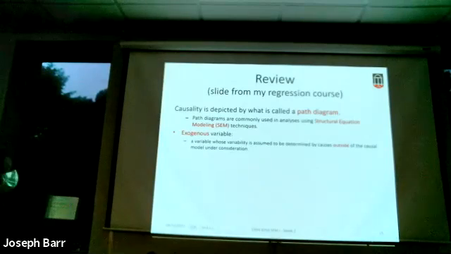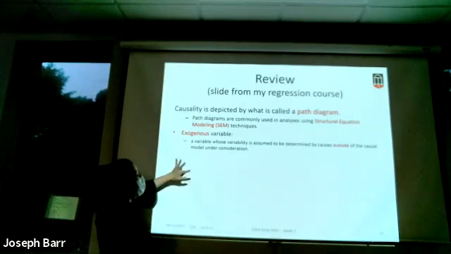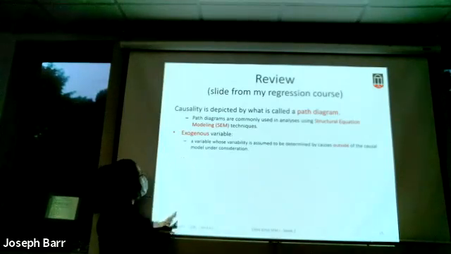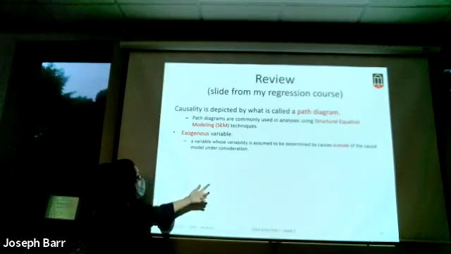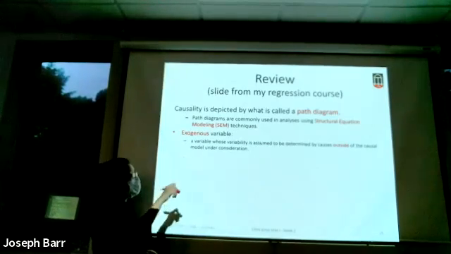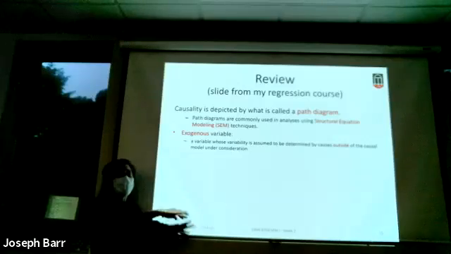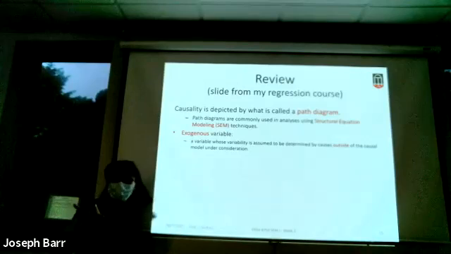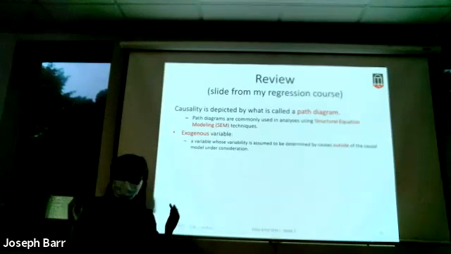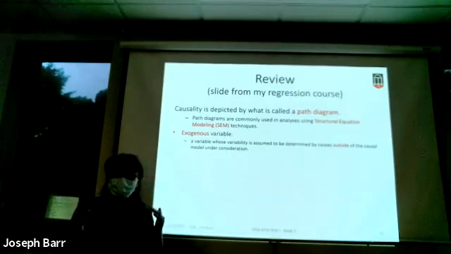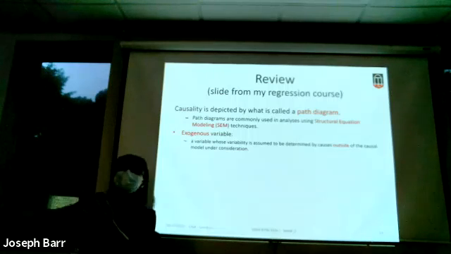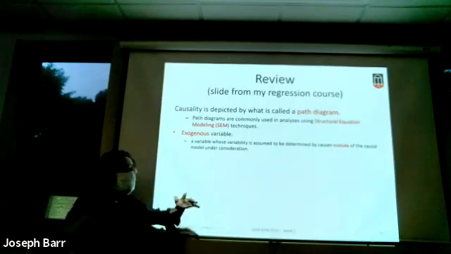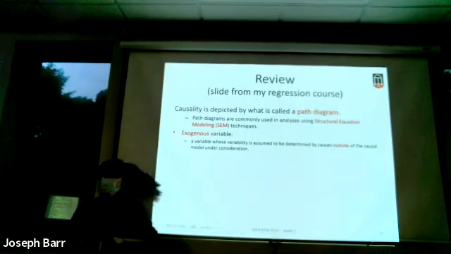So we have exogenous variables. What's the definition of this type of variable? It's a variable whose variability is assumed to be determined by causes outside of the causal model under construction. So we have an SEM model, but some variables' variabilities come from outside, not inside. We call those variables exogenous variables.